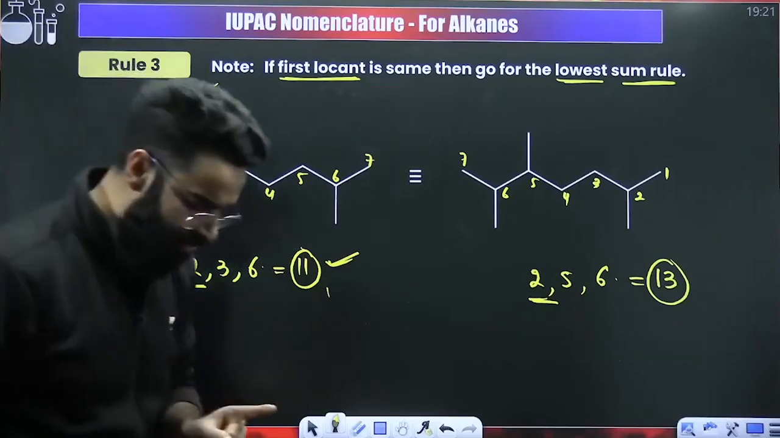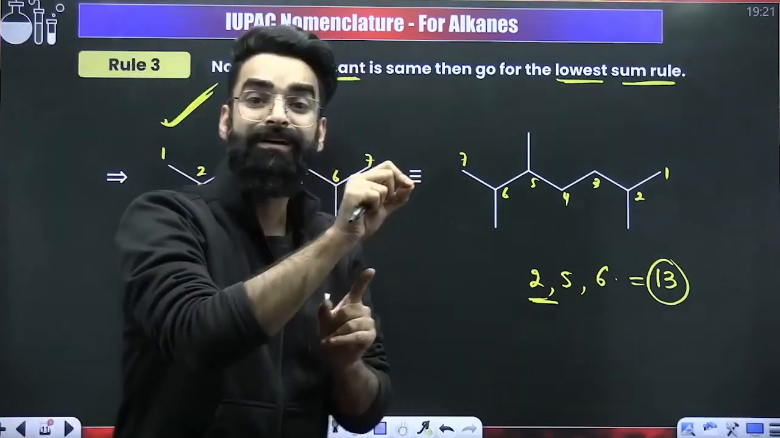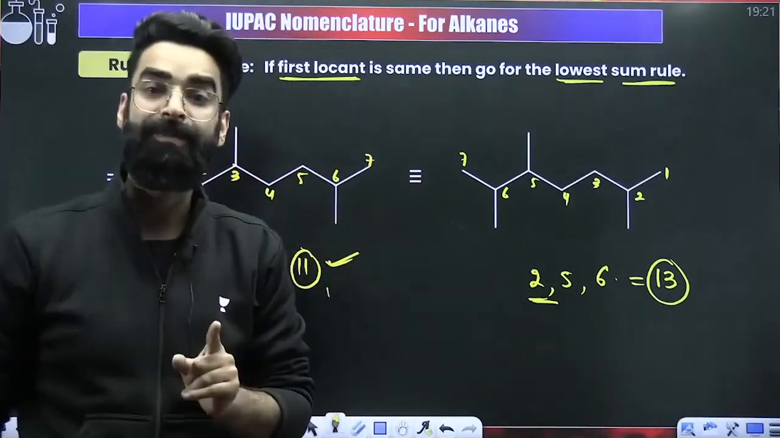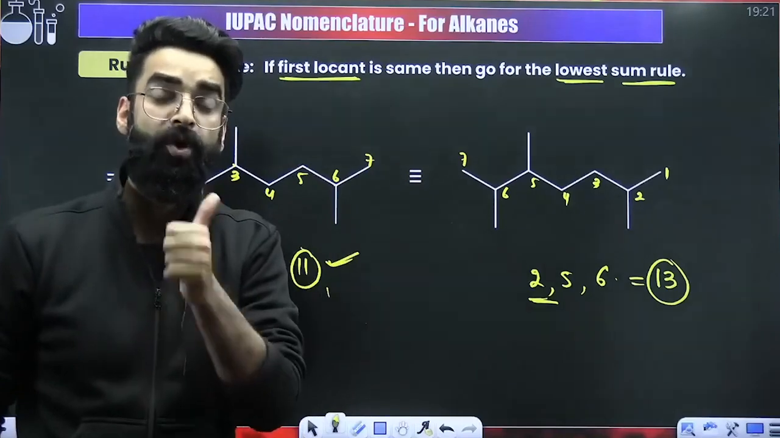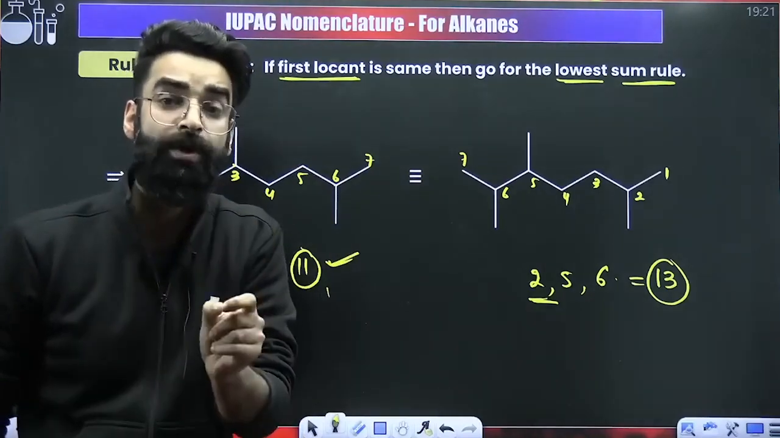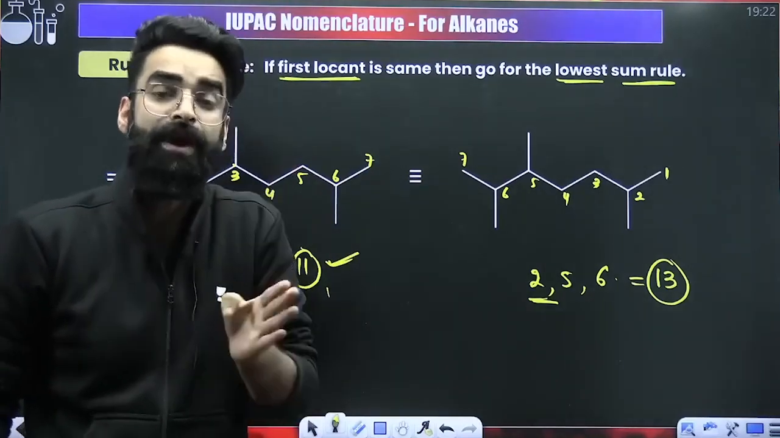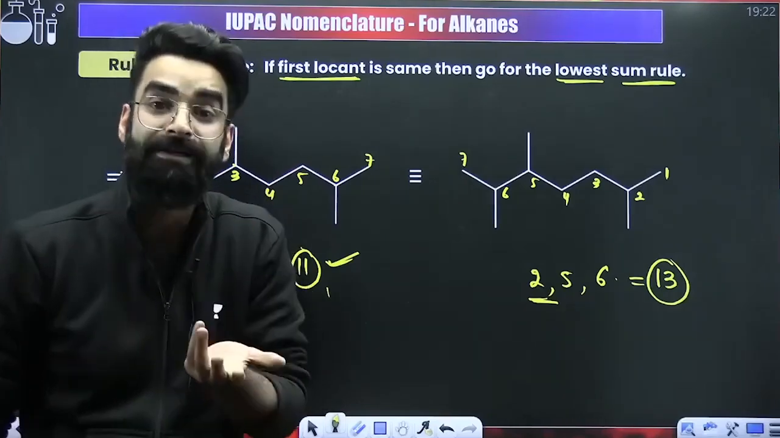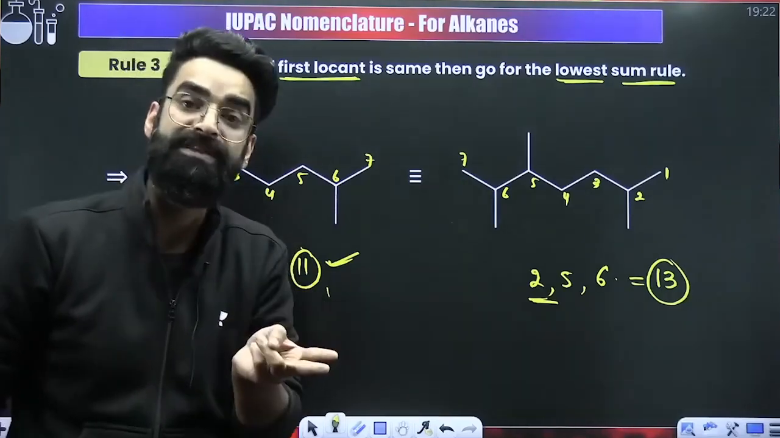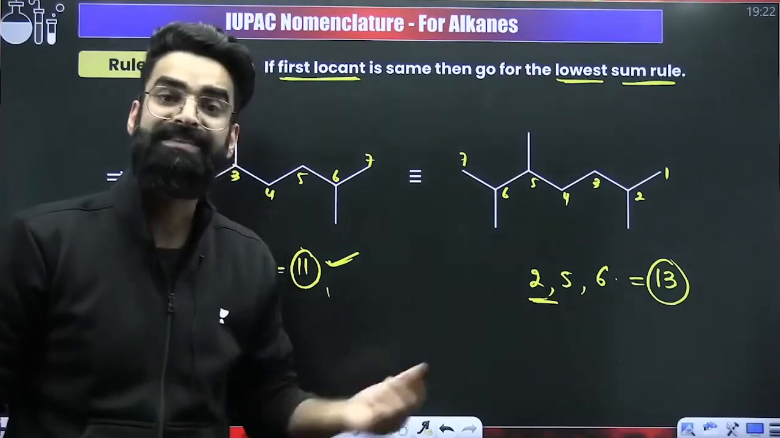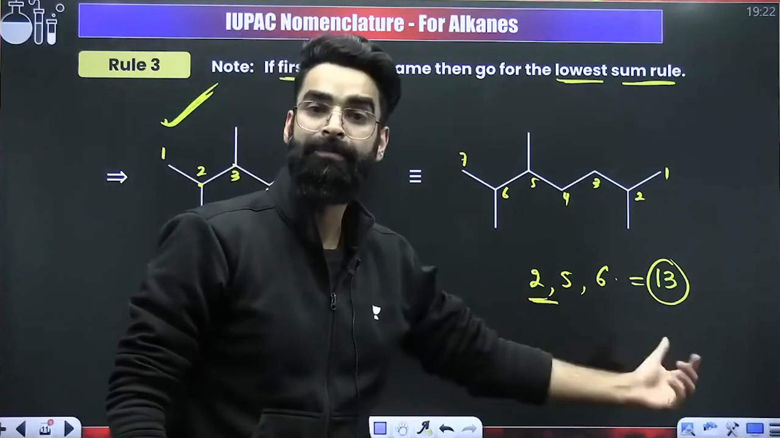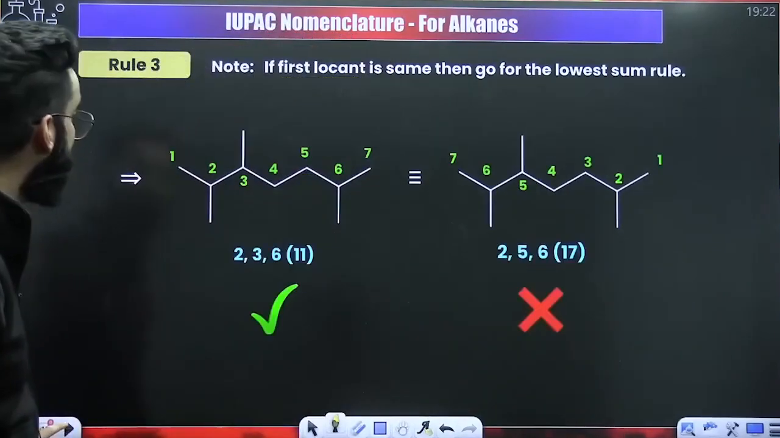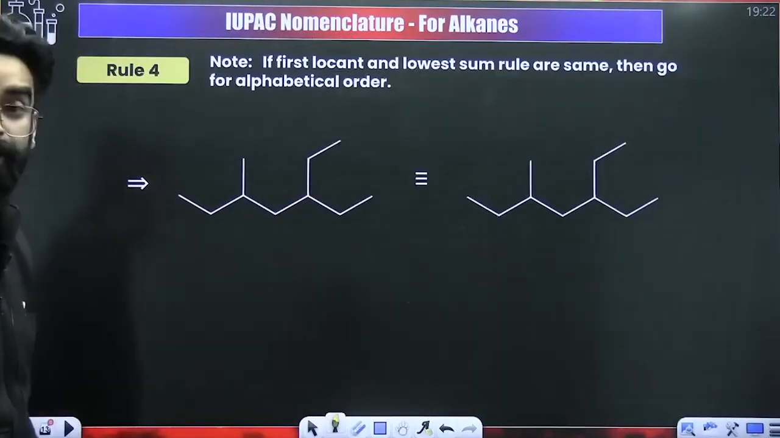Perfect. So my dear students, whenever you have to start giving numbering to a carbon chain, first go for the first locant rule. The first locant should get the minimum number. If you are unable to decide from that, then go for the lowest sum rule. Sum of the locants has to be minimum.